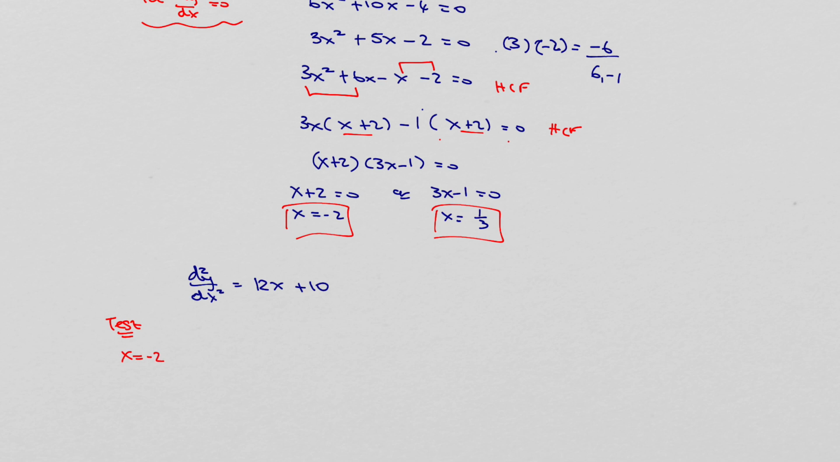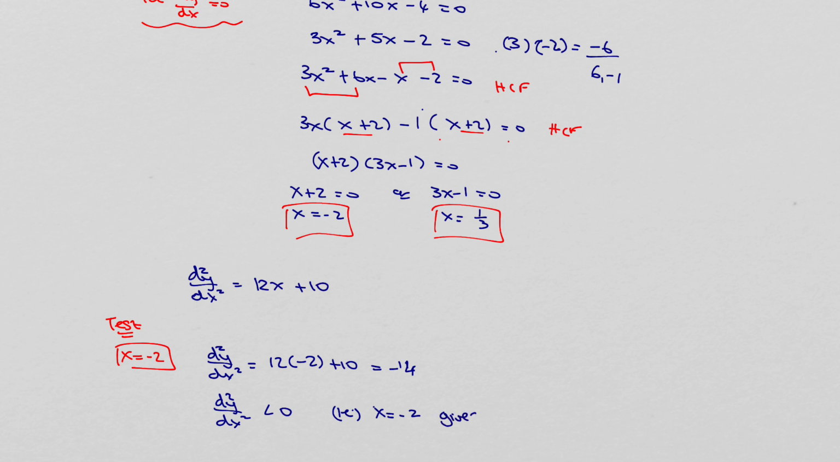So we're going to test x equals minus 2. So when I sub that into my second derivative, what does it give me? Well, I have 12 times minus 2 plus 10. So that's minus 24 plus 10, which equals minus 14. And of course, minus 14 means that the second derivative is negative. In other words, it's less than 0. So therefore, that means that x equals minus 2 is a maximum. That gives me my local max.